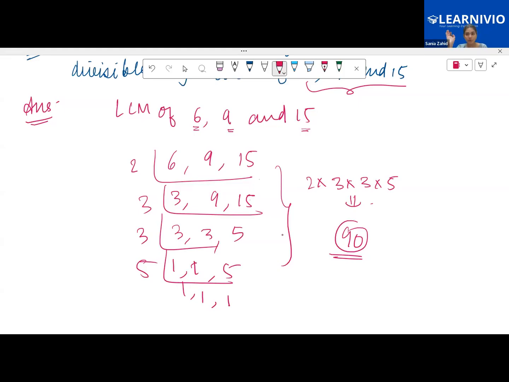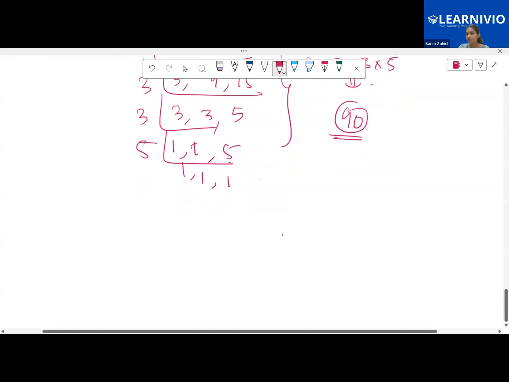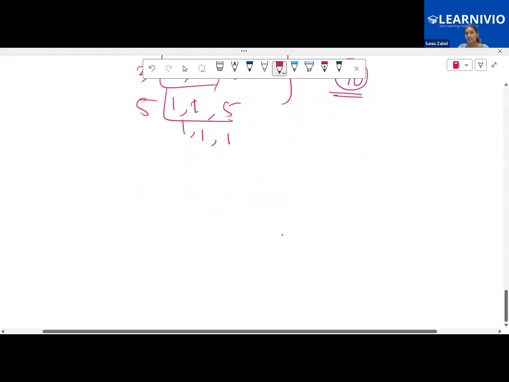But I get to know that 90 is not a perfect square. It is the LCM. It is divisible by all three, but it is not a perfect square. So now, can I anyhow make 90 a perfect square? Tell me, are there any methods of making 90 a perfect square? We studied two methods earlier, either by dividing by a number or by multiplying by a number. So can I do prime factorization of 90?